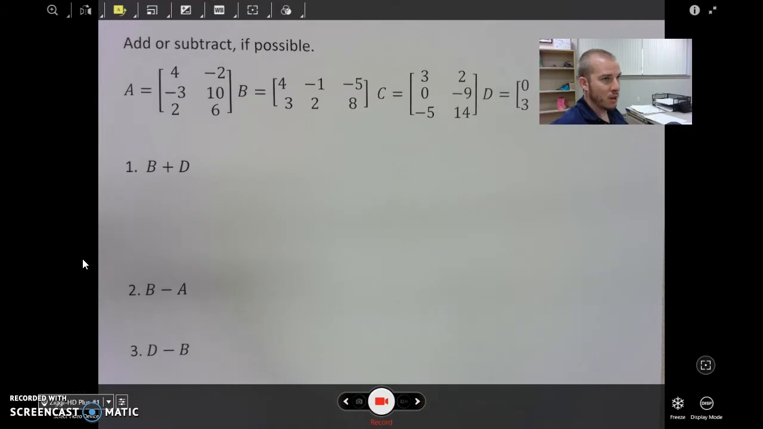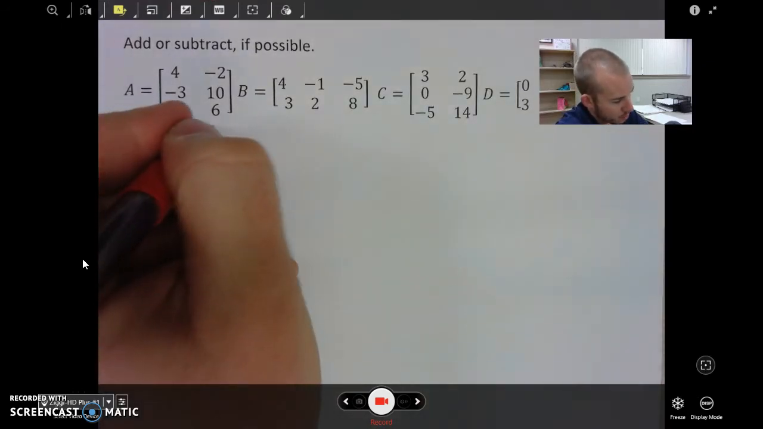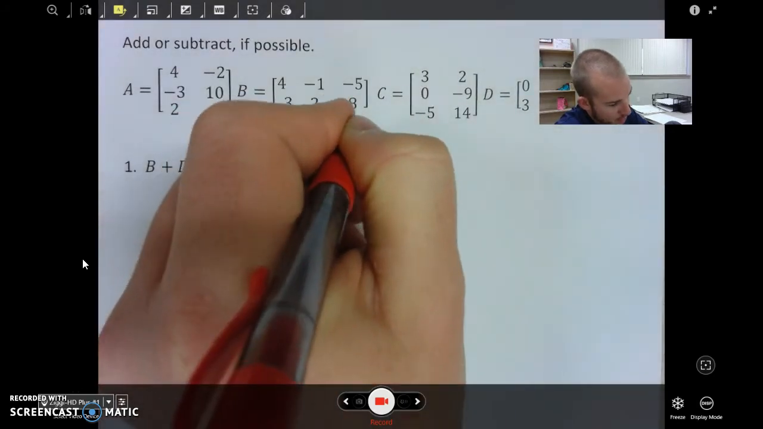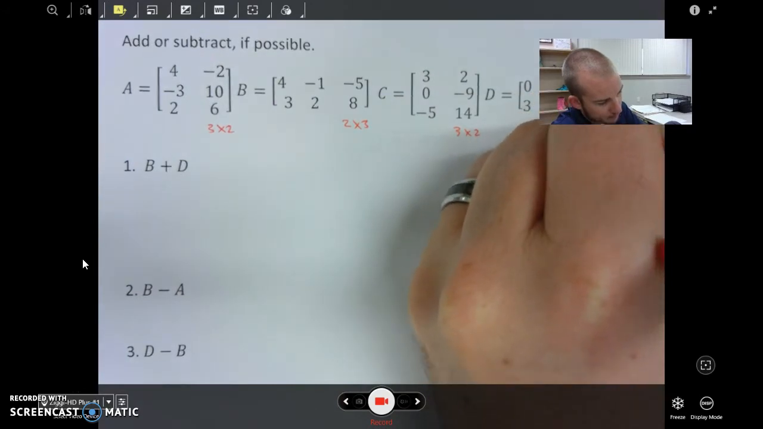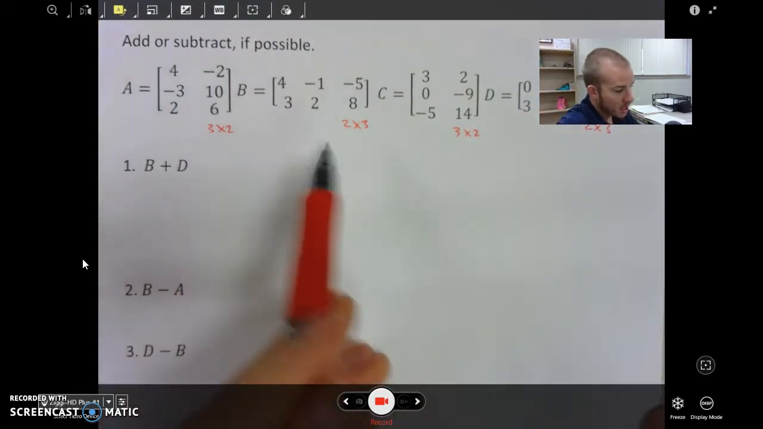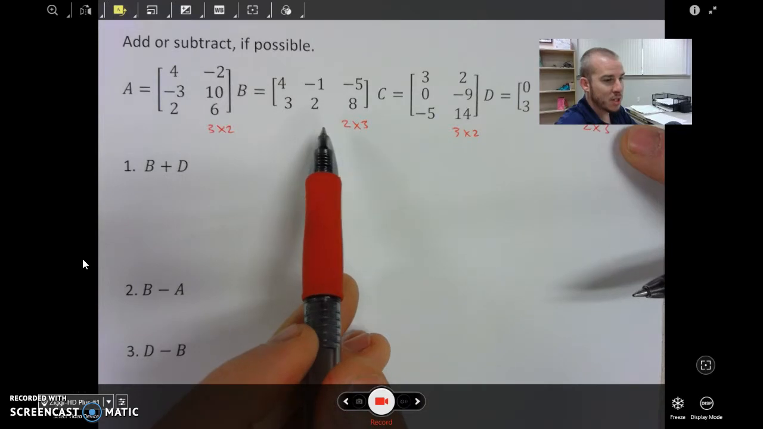All right, so let's check this out. I'm going to determine the actual dimensions first. This one is a 3 by 2. This one is a 2 by 3. This one is a 3 by 2. This one is a 2 by 3. B plus D. They have the same dimensions, so we can add those together.